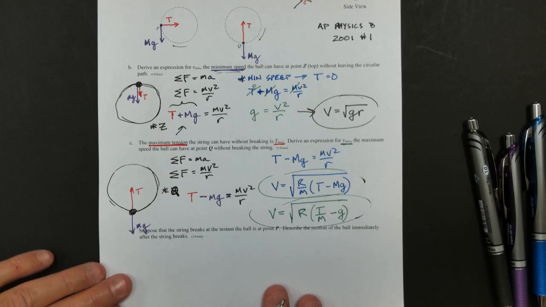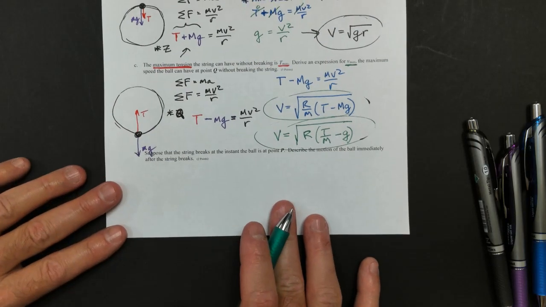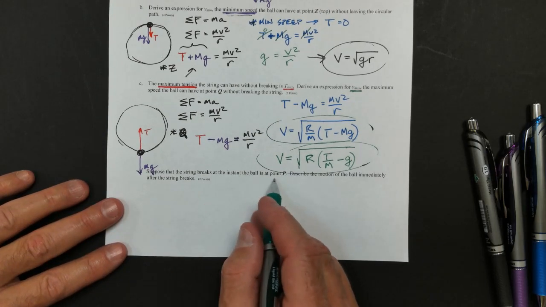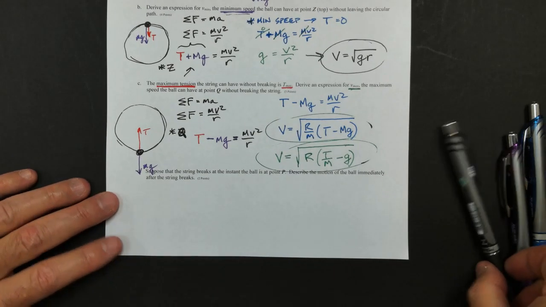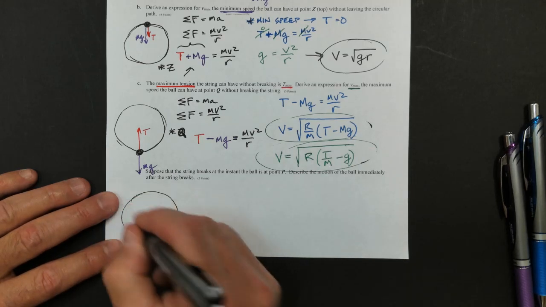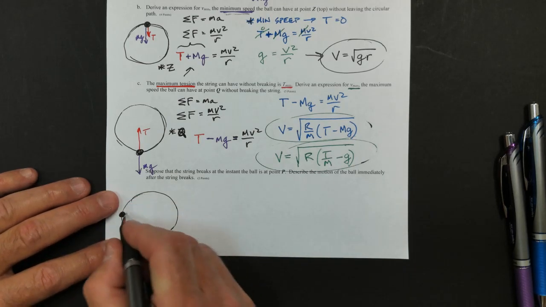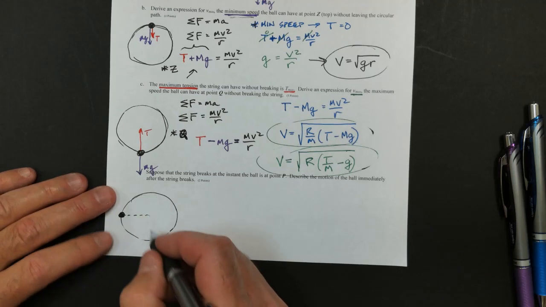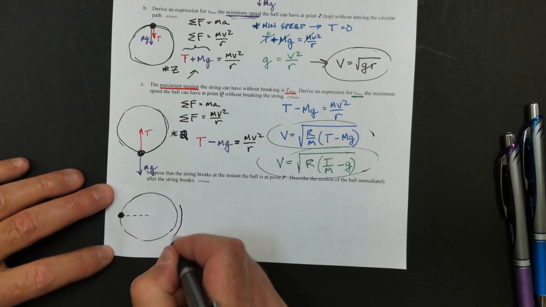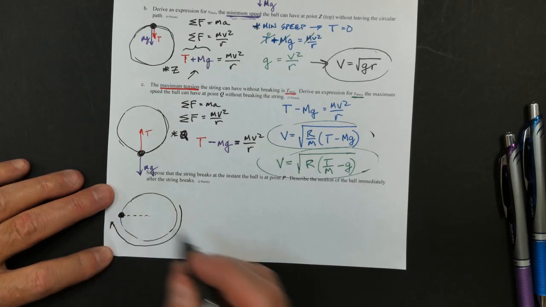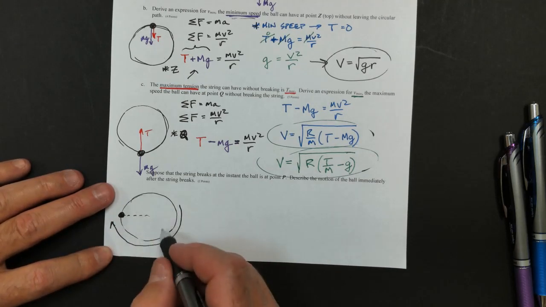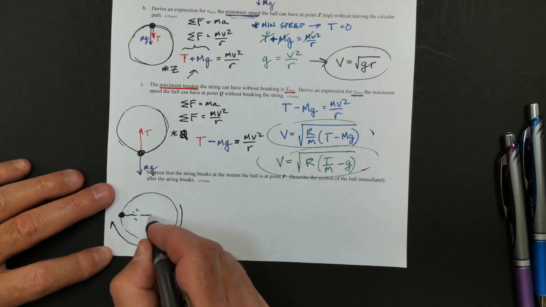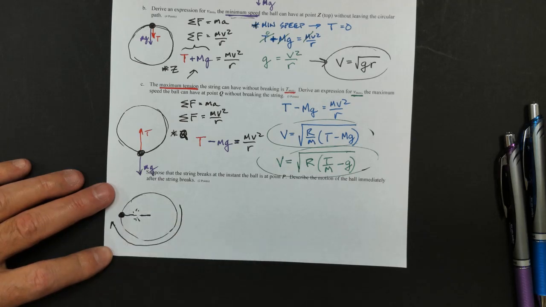Okay, the last thing that it says: suppose the string breaks at the instant that the ball is at point P. Again, it doesn't ask me to draw a diagram, but I'm going to, just because it's going to help me. If you remember, this was point P up here, and as it's going around, remember, it's going clockwise. And as this ball is going around clockwise, they're saying the string breaks here. What would happen to the ball?